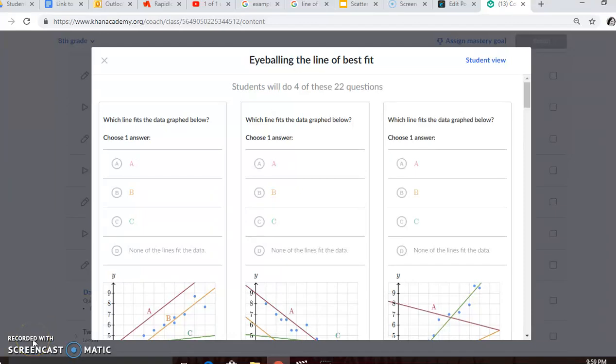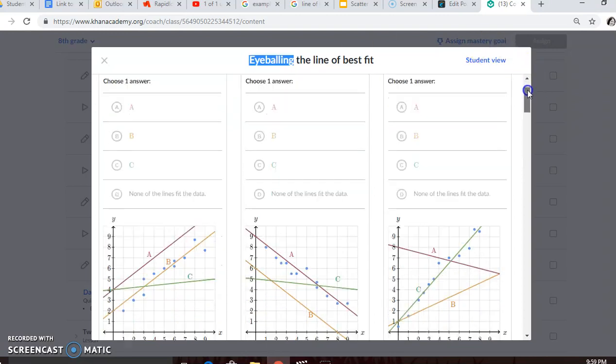Okay, so for today's Khan Academy assignments, there are 3 different assignments, and I'm going to give you a little bit of help for all 3. So the first one is eyeballing the line of best fit. Eyeballing means look at the different lines and pick the one that looks like the line of best fit. So this part should be pretty easy.